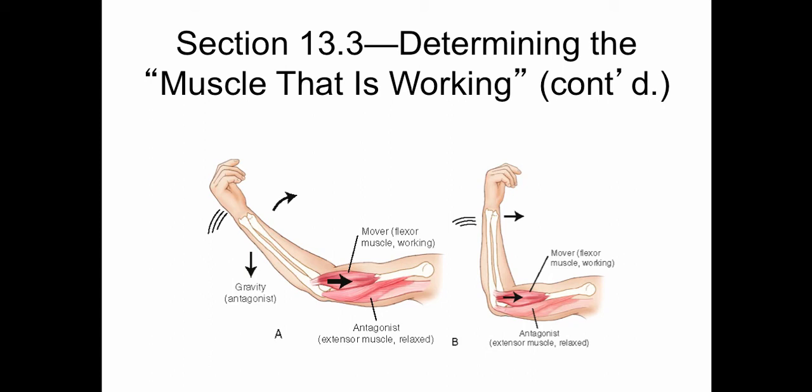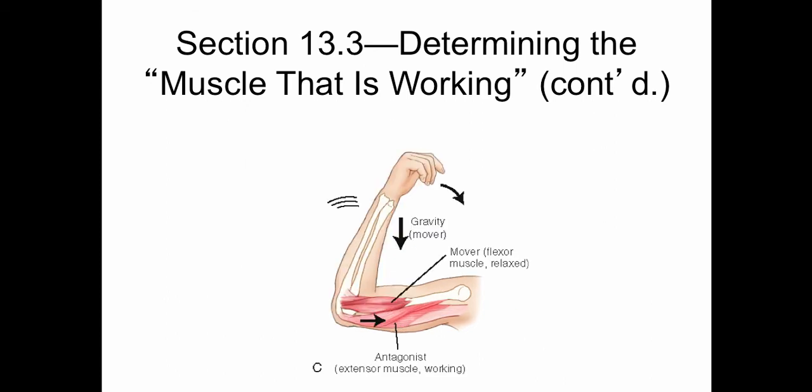In these two illustrations, can you guess what role gravity plays? Gravity is an antagonist in the scenario depicted on the left, and it is a neutral force in the scenario depicted on the right. What is the role of gravity in this illustration? In this illustration, gravity is a mover.